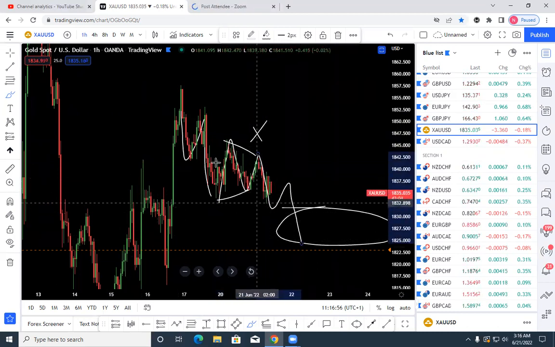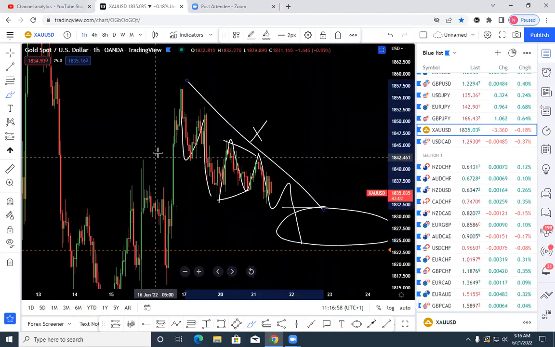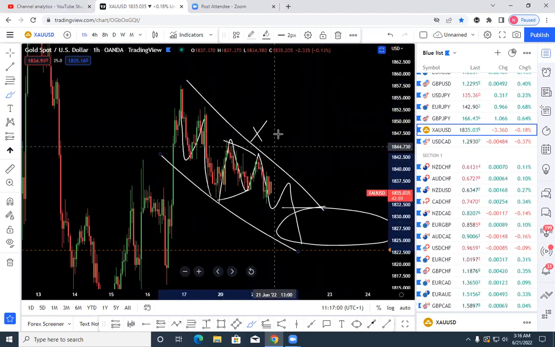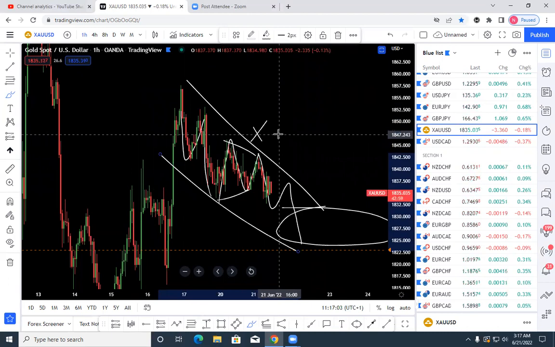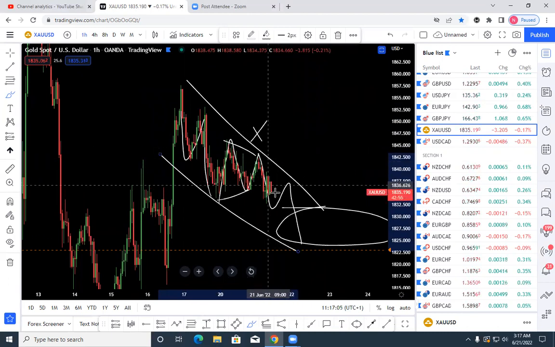This is a complete structure, guys. So once you have this, it's a complete structure. Many people will be taking a buy here. Why? Because they do not understand how structure works.